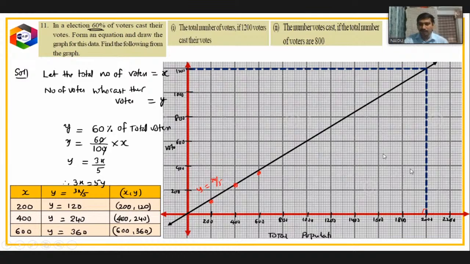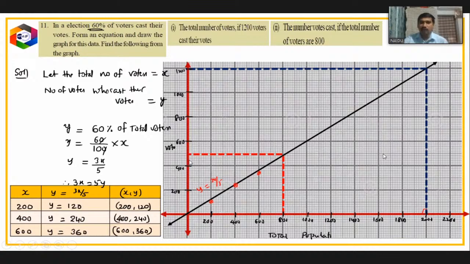Children, observe carefully. I am going to draw at 800. This is 800. Now straight to this, draw a line parallel to the x-axis. If you can observe, it is not intersecting at the fifth line; it is intersecting at the fourth line. Observe, children. For each line it is 20.